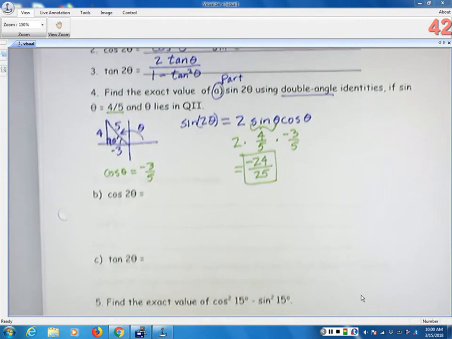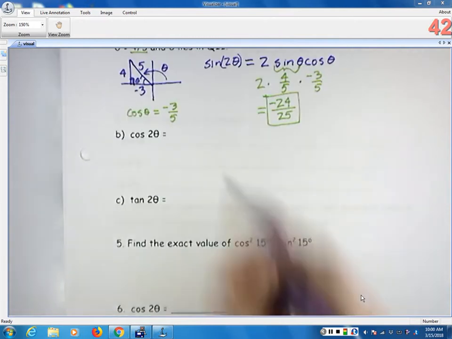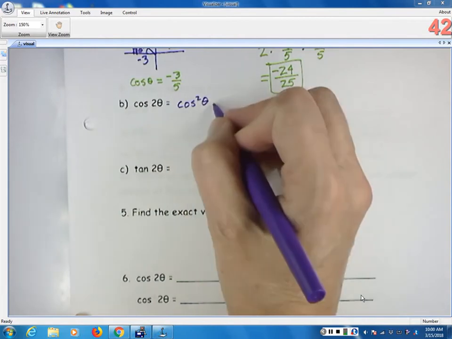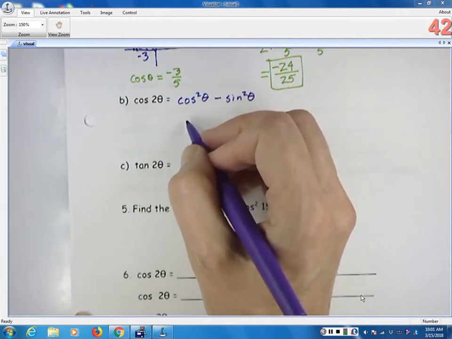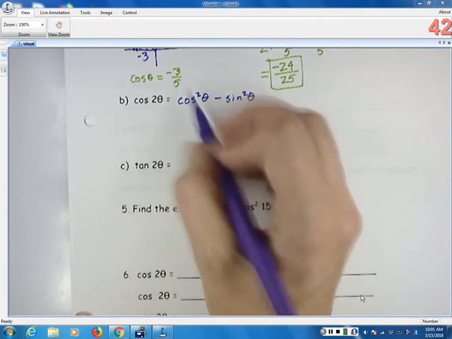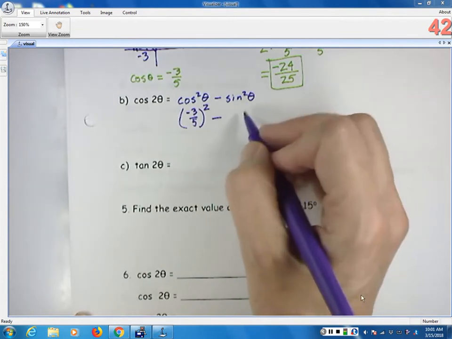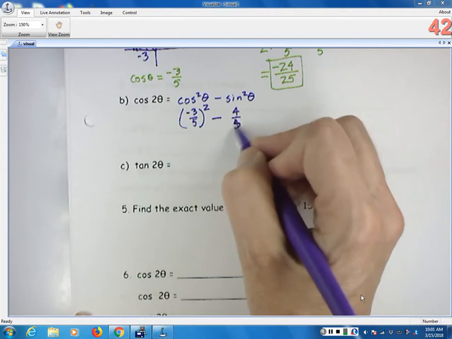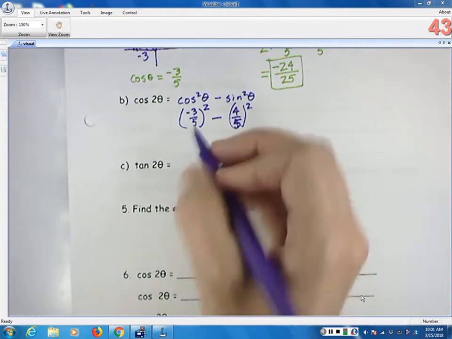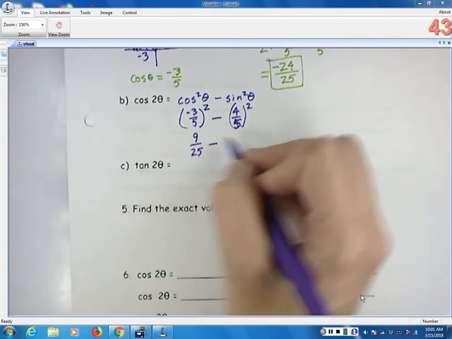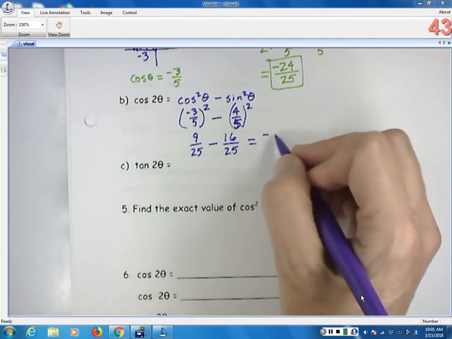Then it asks us to find cosine of 2 theta. We're going to use this formula. It equals cosine squared theta minus sine squared theta. Cosine theta is minus 3/5, so we're going to square that. Sine theta was 4/5, and we're squaring that. You square a fraction by squaring both the numerator and the denominator. You get 9 over 25 minus 16 over 25. And that is minus 7 over 25.